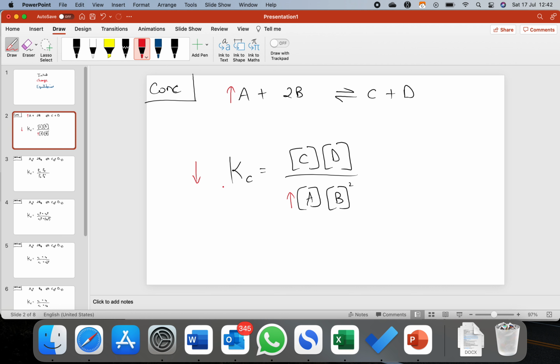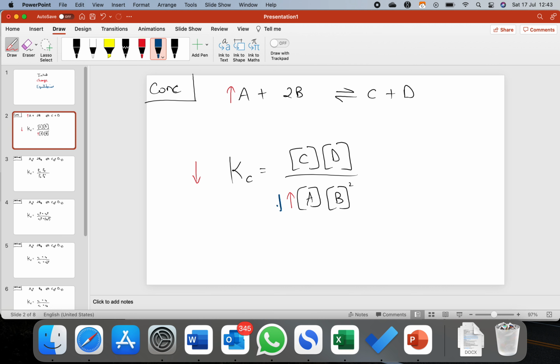So that's the change. At the start I said, if the number of particles changes, the system tries to keep the Kc value to the same value that it was. So it tries to revert to the old value. Hopefully you can see concentration of A increases, the Kc value drops. So what does the system do? It causes this higher concentration of A to react. It pushes the forward reaction, or increases the rate of the forward reaction.